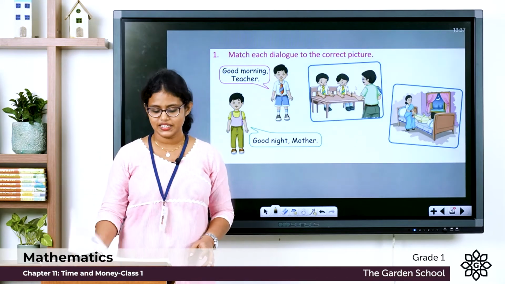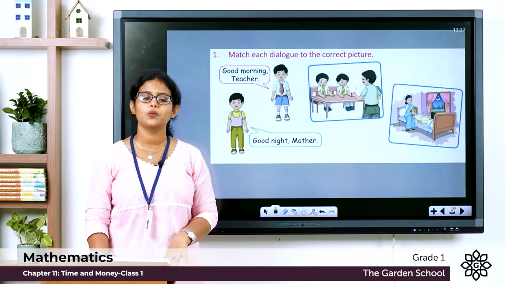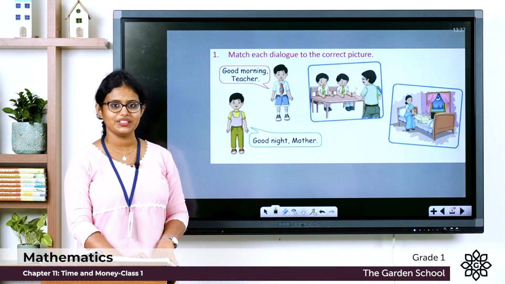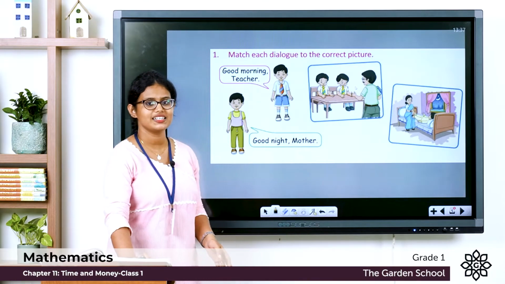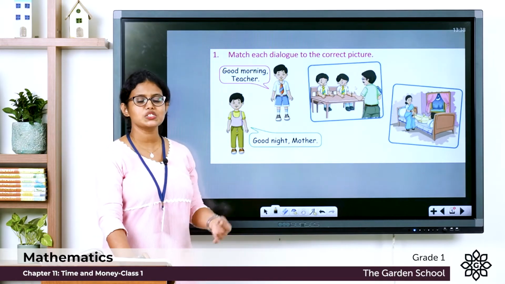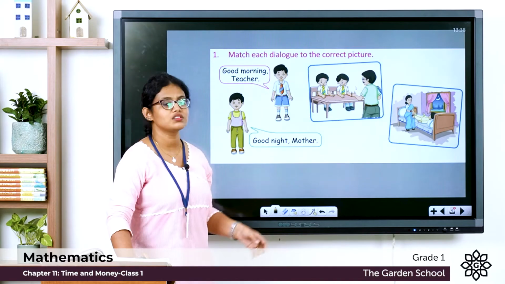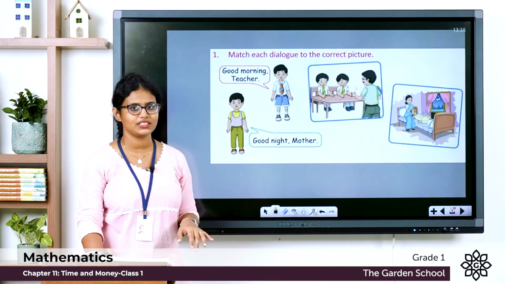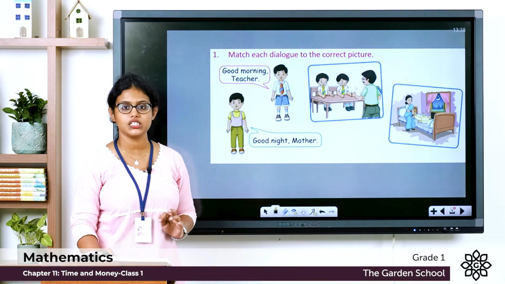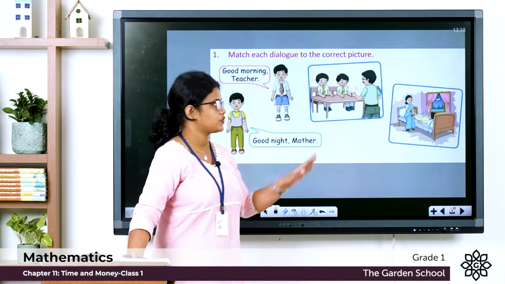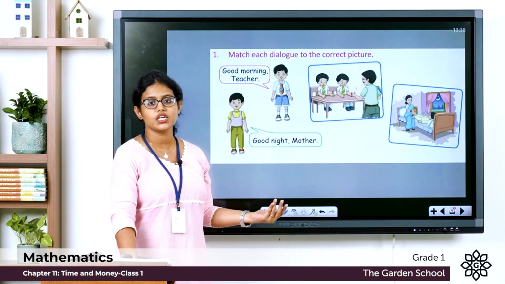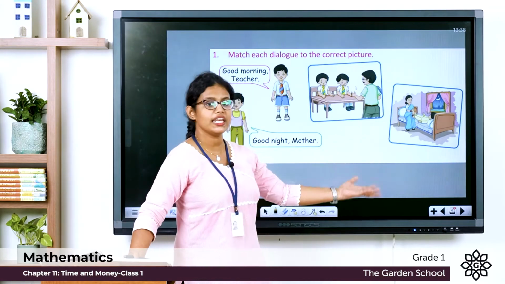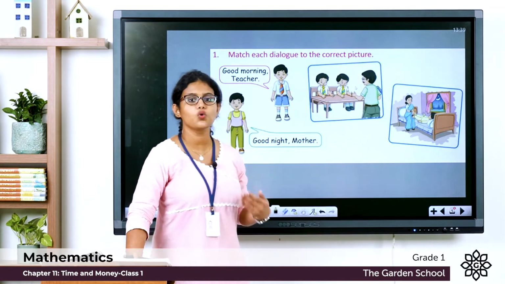Okay. Now, you can take page number 156 in your textbook. So, let's recall. Here you can see two different pictures and two dialogues. So, what you need to do here is you have to match the dialogue with the correct picture. See the first dialogue. It says, "Good morning, teacher." And see the picture. In the first picture you can see the teacher entering into the classroom, and in the second picture it is night. So the kid goes to the bed.